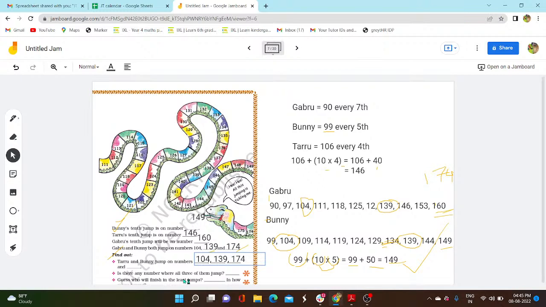We can have one more. We can think of one more by extending our table. This number line table that we have made, we can extend this a bit more and get two more such pair of numbers.